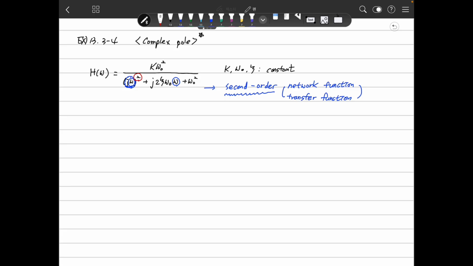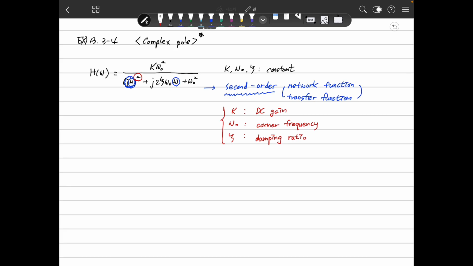Here we have three parameters: k, omega 0 and zeta. K is the same thing we discussed before. This is the DC gain. And omega 0 we call the corner frequency. And zeta we call the damping ratio. So this is quite an important form.